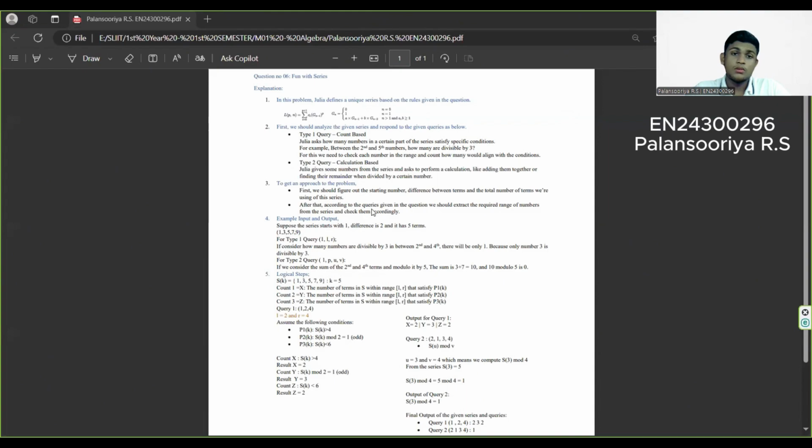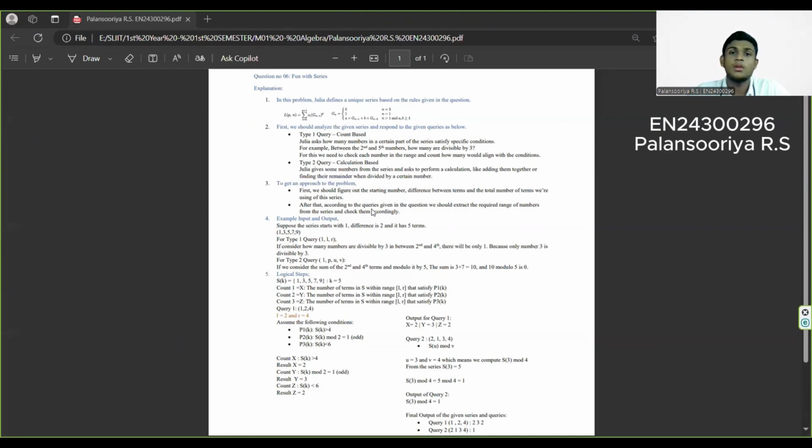This problem involves analyzing a series and answering two types of queries. First one is count-based queries. We can count how many numbers in a specific range satisfy a condition. For example, in the series 1, 3, 5, 7, 9, if asked how many numbers between the second and fourth terms are divisible by 3, we can check each term in the range. Here, only 3 satisfies the condition.